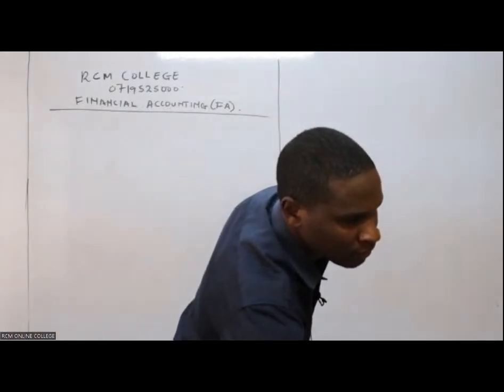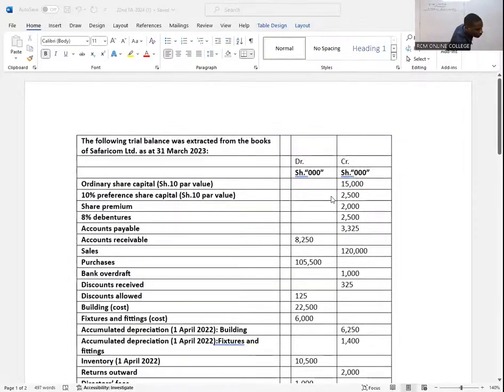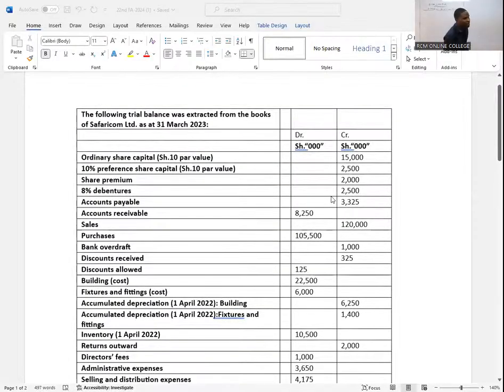Some work here. I want to share with you this work, which is very important for us. The following trial balance was extracted from the books of Safaricom Limited as at 31st March 2023. Good. We have debit and credit side, you can see.